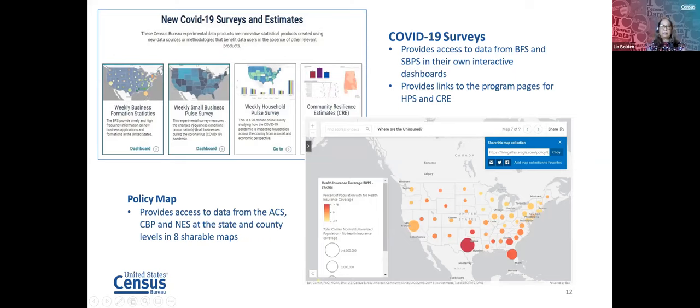Additionally, they have what we call policy map, and these provide some high level maps, data from the American Community Survey, as well as pulling data from the county business patterns and non-employer statistics at the state and county level. And there's 8 maps that you can peruse and also share with your colleagues. All right, so we'll take a look at that when we go there.